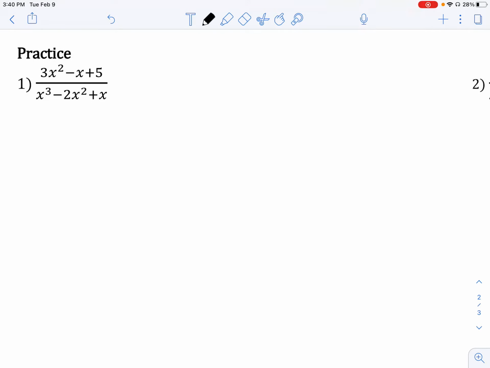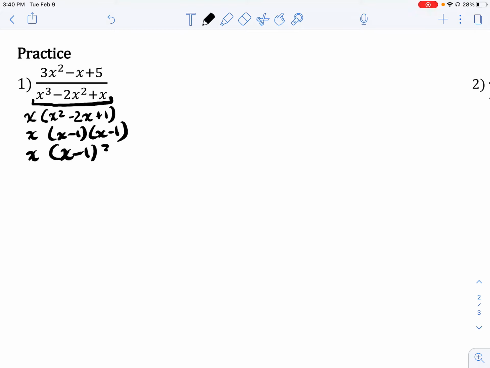The very first thing we always do when we do partial fraction decomposition is to factor our denominator. I see that this has a common factor of x, and we're left with x squared minus 2x plus 1 once we factor out that x. This can be written as x minus 1 times x minus 1, which can also be written as x minus 1 squared.